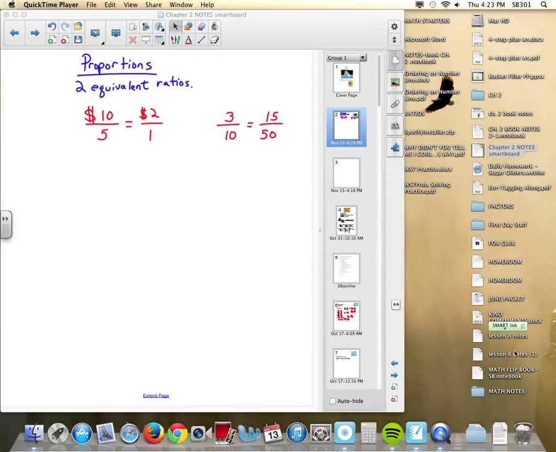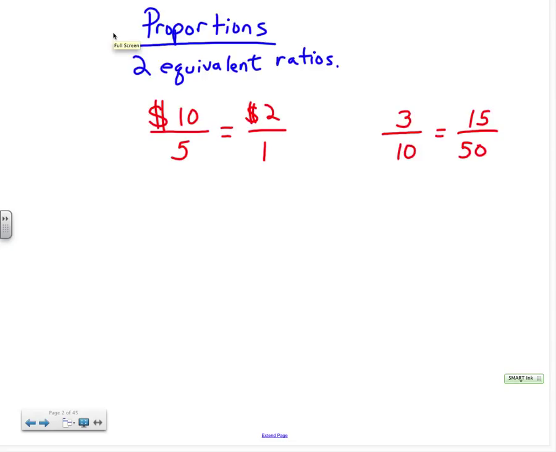Class, welcome to the lesson on proportions. Let's get started with what we already know.